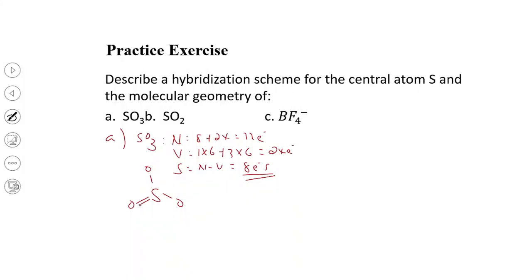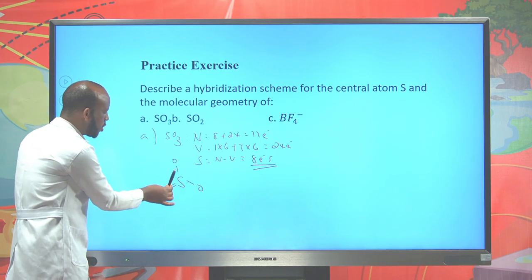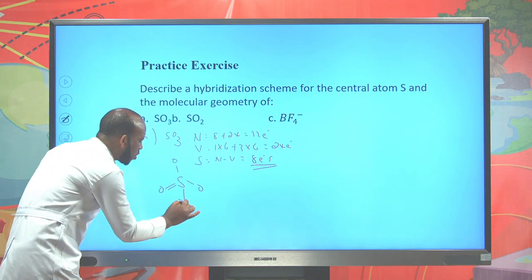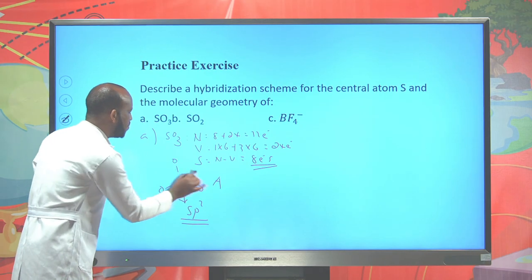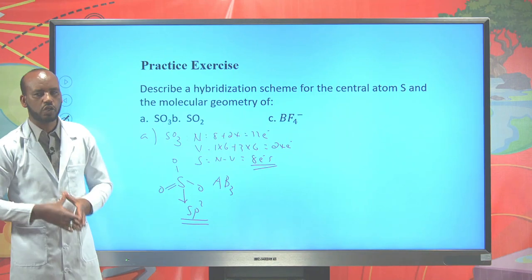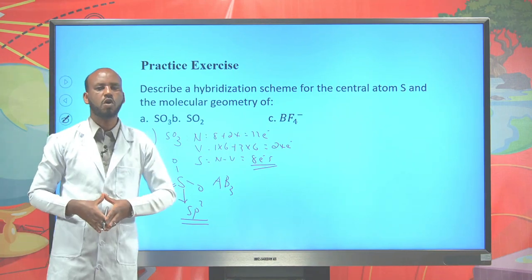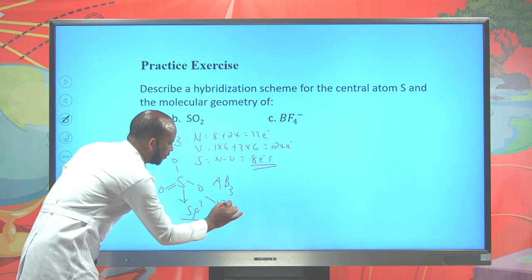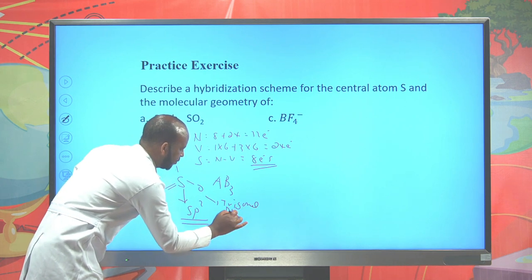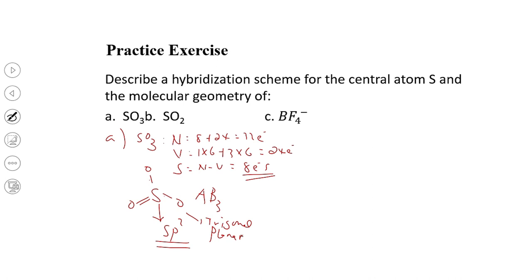Now, count the number of charge clouds on the central atom. How many charge clouds are there on the central atom? Sulfur, 1, 2, 3. Therefore, sulfur undergoes sp2 hybridization. What is the molecular geometry of sulfur trioxide? Now, this is a type of M, central atom, AB3E0 type. Its geometry is trigonal planar with bond angle 120 degrees. Trigonal planar.